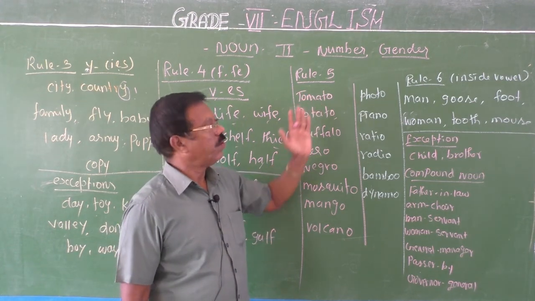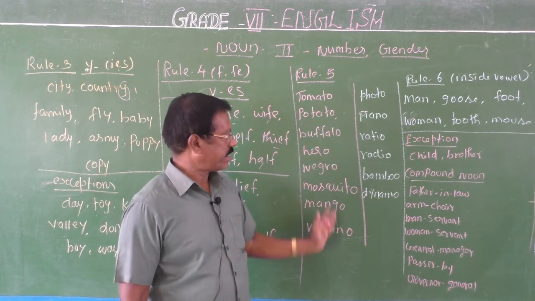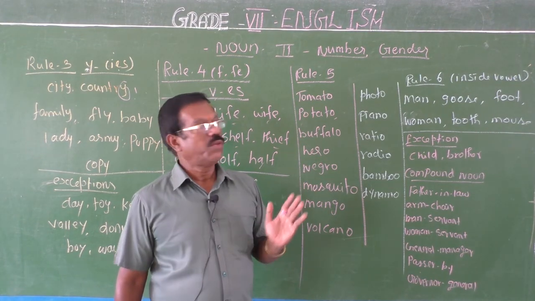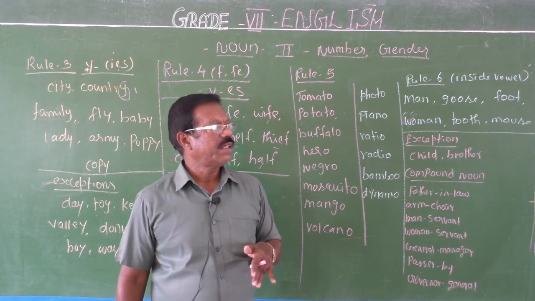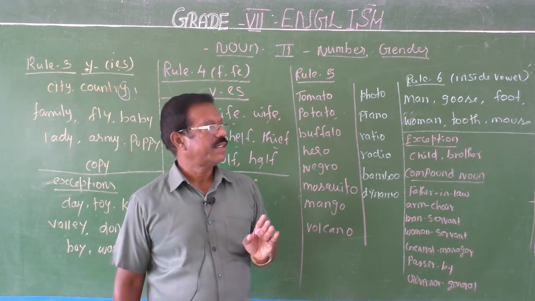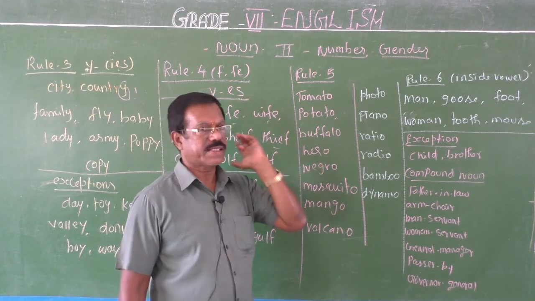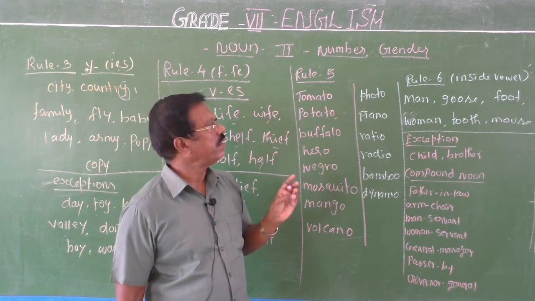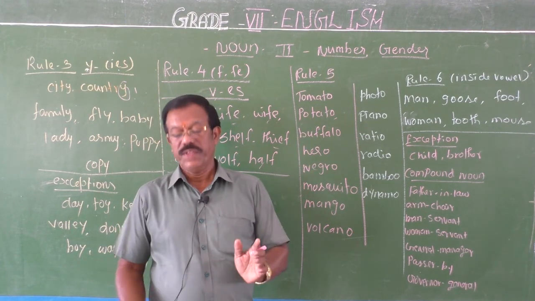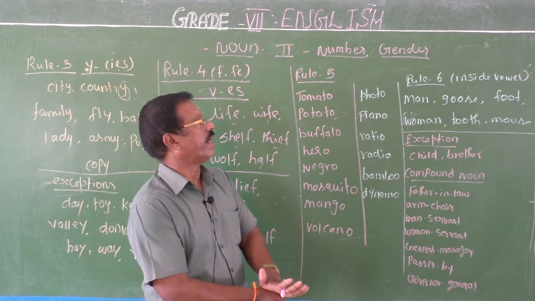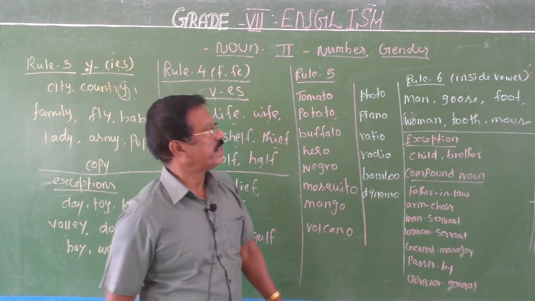Okay, so in rule number 5, we have some set of nouns. To make it plural, we have to add ES to the singular. And we have some exceptions also for this rule. In all these cases, we have to add mere S to the singular. Okay, next come to rule number 6.